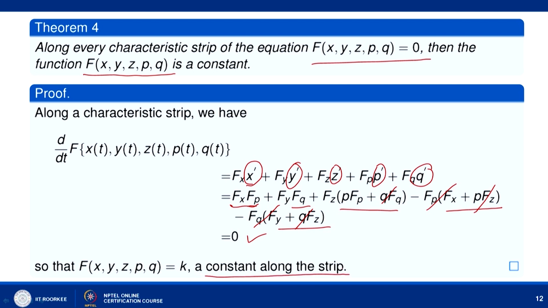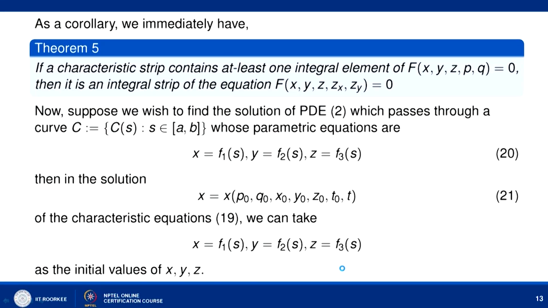So, this simply says that along a characteristic the value of f of x y z p q is equal to a constant, but we really do not know whether it is 0 or not. To make it 0, we look at one more small result, that if a characteristic strip contains at least one integral element. What is an integral element? An integral element is the tuple x y z p q such that the value of f of x y z p q equal to 0.